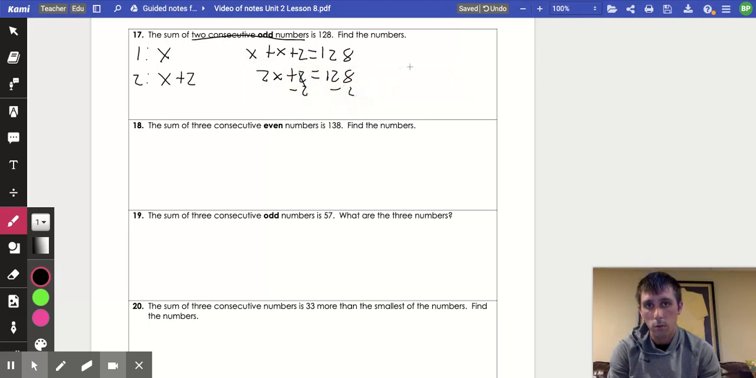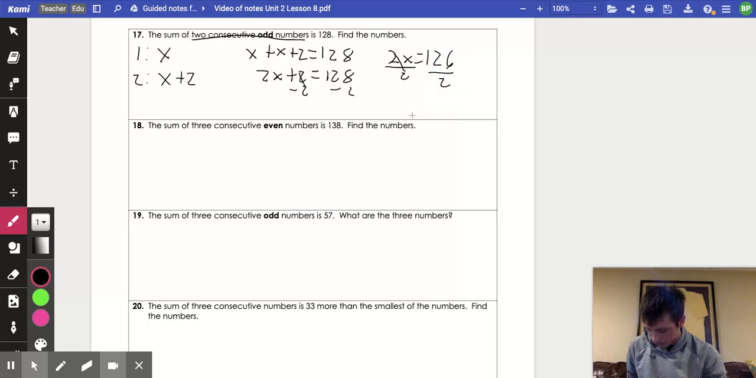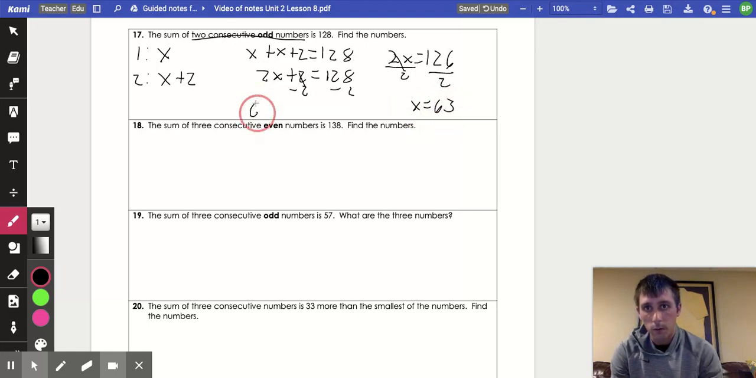Subtract 2. 2x equals 126. Divide by 2. And you get x is 63. So the first number, 63, is x. What is the second one? 63 plus 2, which is 65. All right.